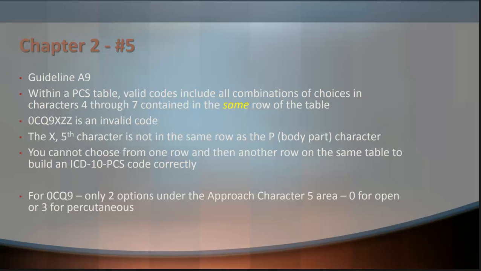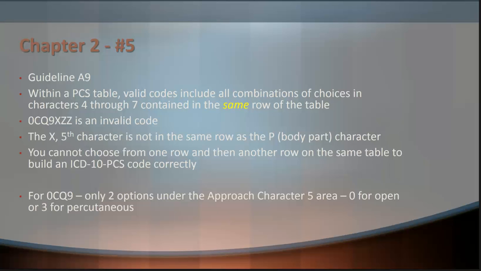And when you do that, you know you have to stay in the same row. So once you start 0CQ3, for example, you have to stay in the same row going over. So when we look at those 4 codes and we go through that process by using our coding manual, we find that the code 0CQ9XZZ is an invalid code.